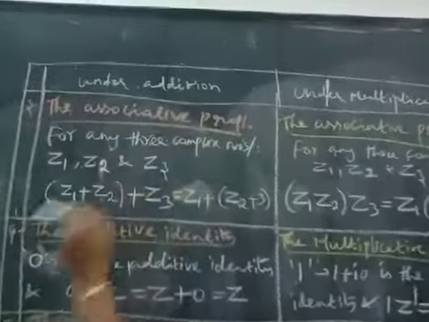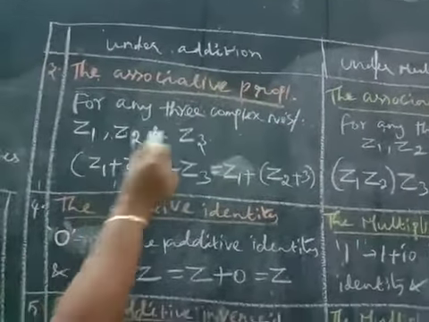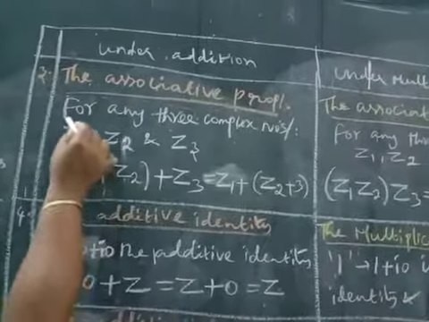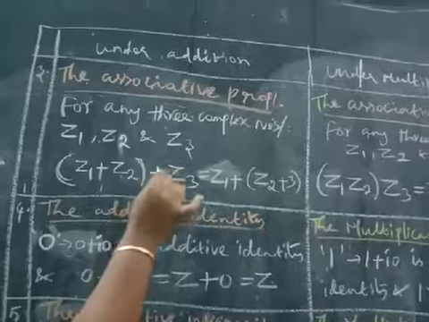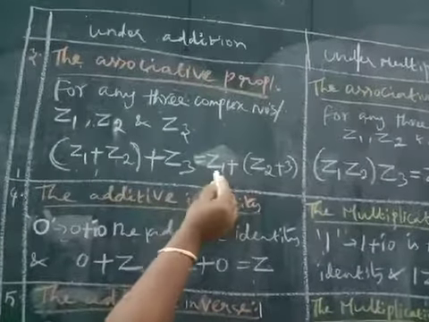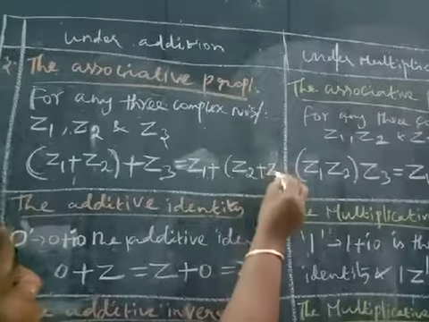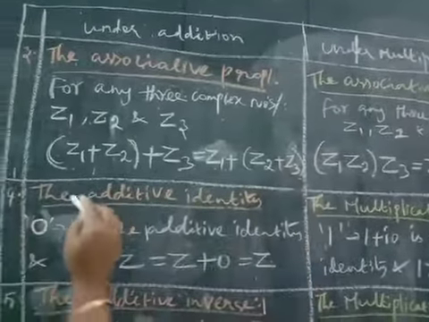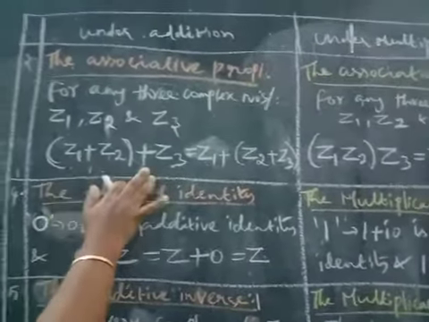For any three complex numbers, Z1, Z2 and Z3. Now we are associating these two, Z1 and Z2 plus Z3. This always equals Z1 plus Z2 plus Z3. Okay, see, this is the associative property under addition.